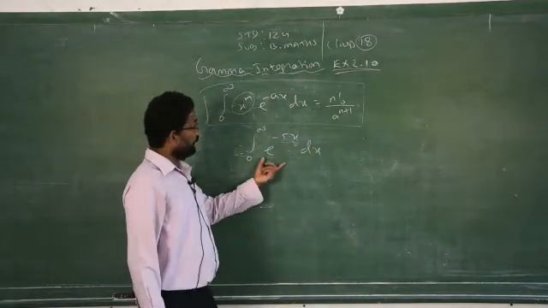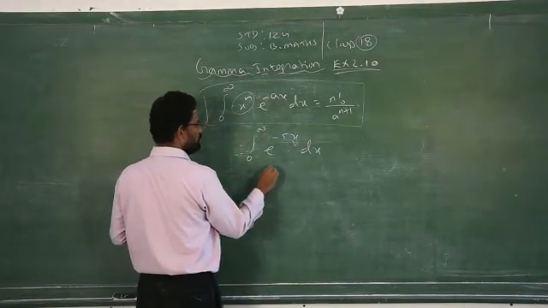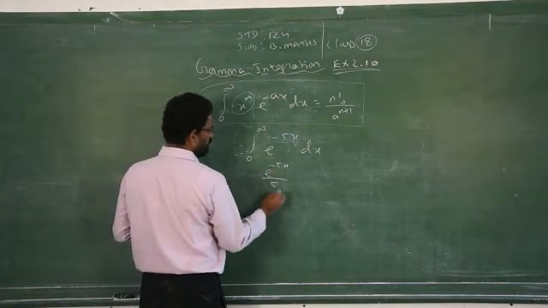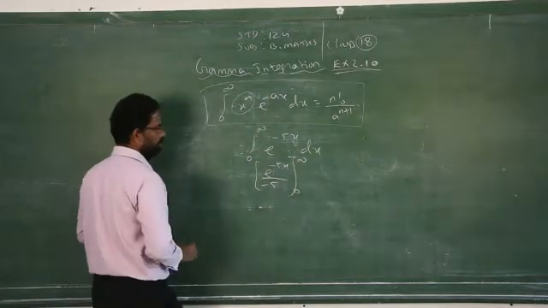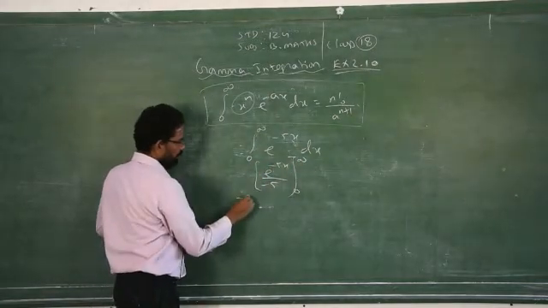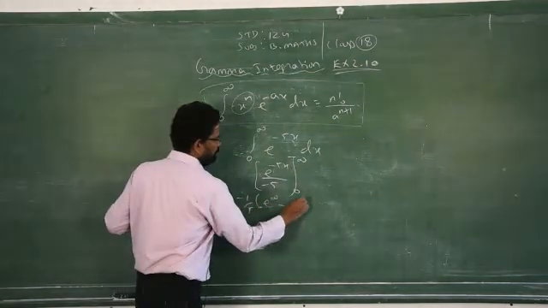Either you can do straight away normal integration. You know how to find normal integration. The integral of e power x is e power x, so here it is e power minus 5x divided by minus 5. Then you have to apply the upper limit and lower limit. Clear? So what is the upper limit? Minus 1 by 5 e power infinity minus e power 0.